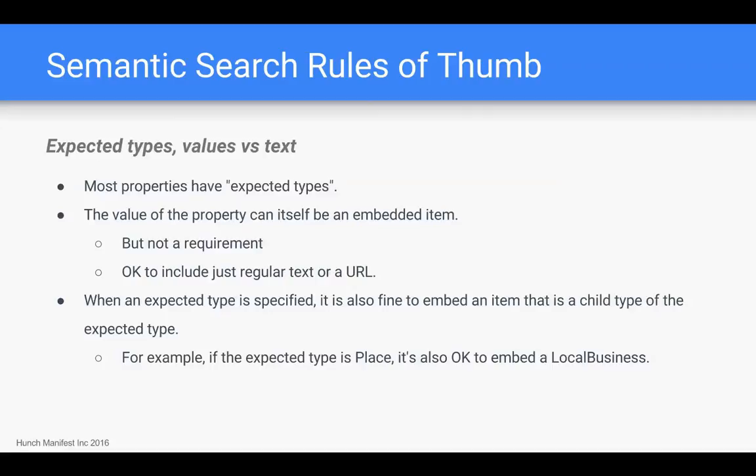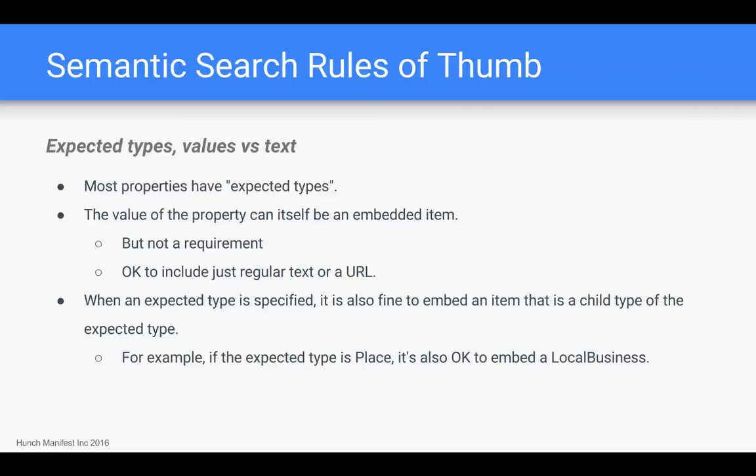So it's not a requirement, and it is okay to just include a URL for concepts or text in many cases. So if there's an author that's expecting a type of person, for that author you could put in just the text, and that would be interpreted as the name of that person. Or you could use the URL. So instead of the full details, you just put the URL of the author, and so you can do it as a pointer in this case.